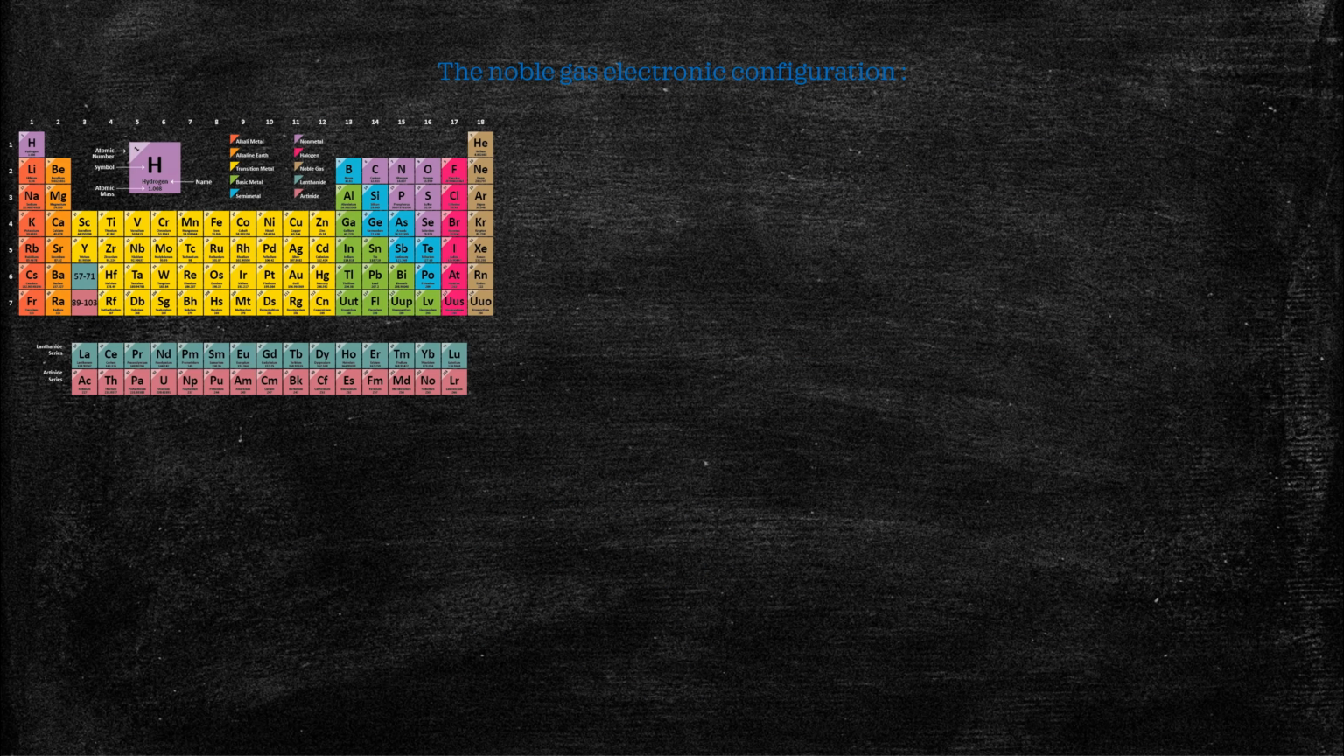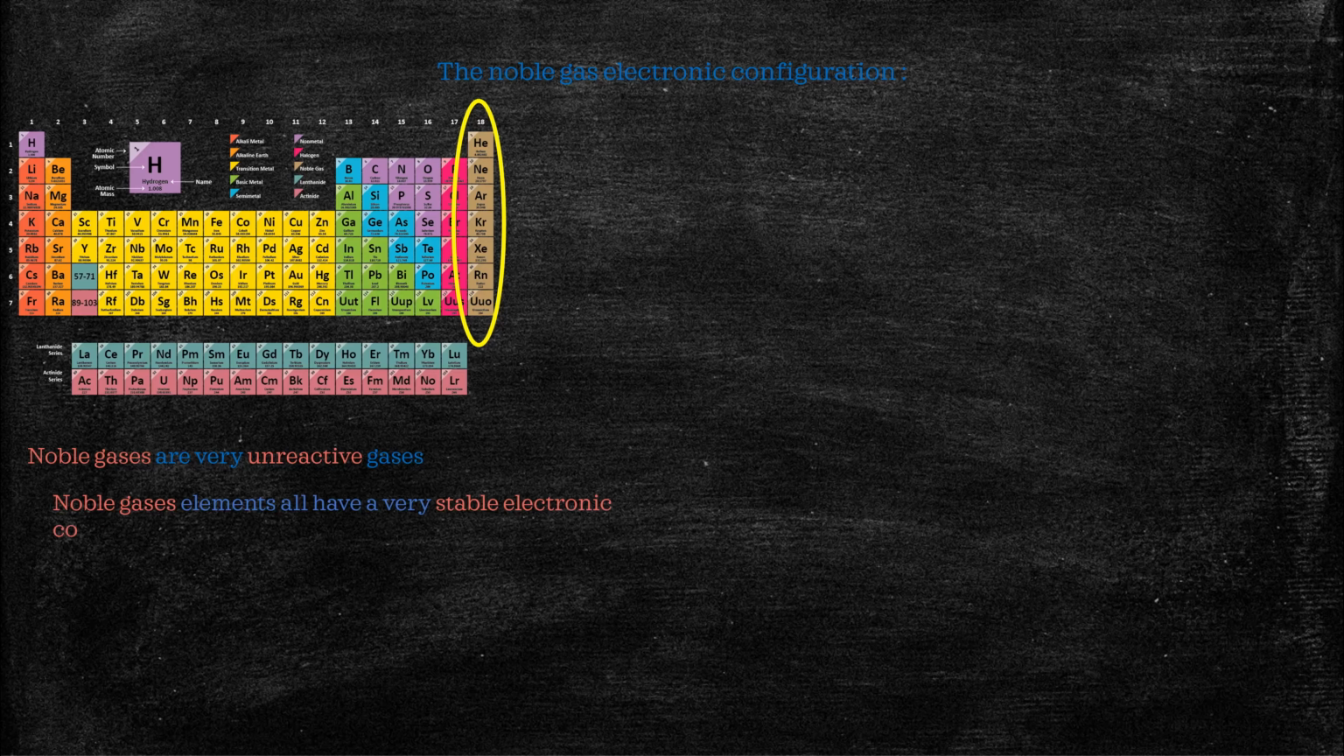The term noble gases is used to describe the elements in the 8th and last group in the periodic table. The noble gases are very unreactive gases. The atoms of the noble gas elements all have a very stable electronic configuration. This means their atoms exist naturally as a single atom.